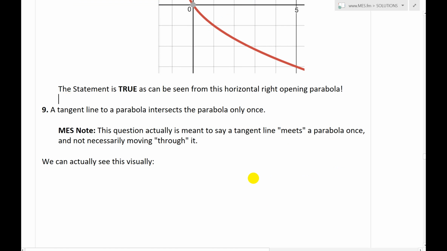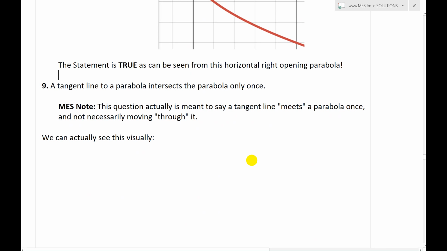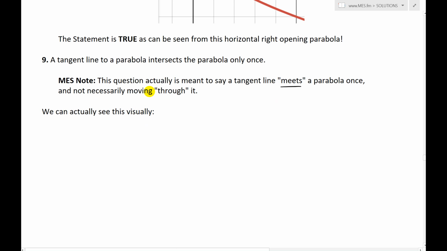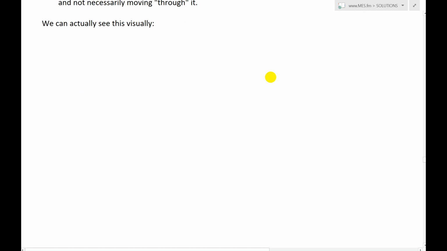Fascinating stuff. And now let's look at statement 9. This one states, a tangent line to a parabola intersects the parabola only once. By intersects, what this means actually, this question is meant to say a tangent line meets a parabola once, not necessarily moving through it, because you may perceive that with the word intersects. But anyways, we can see that this statement is true visually by considering a parabola.